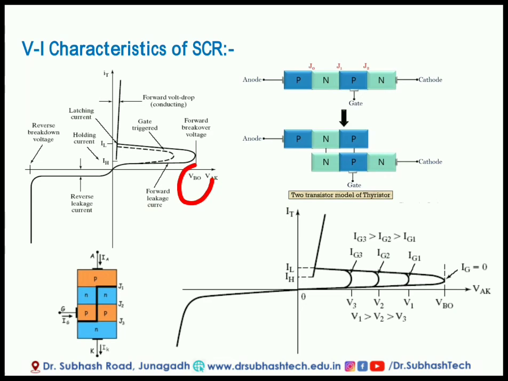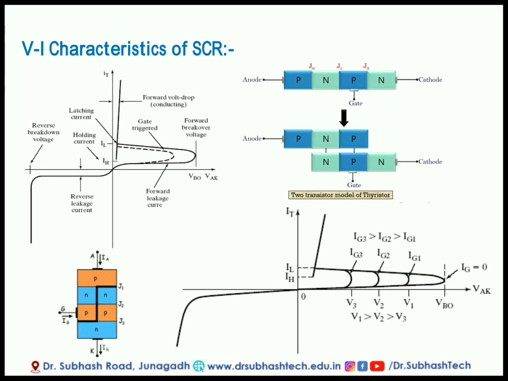Here VBO is the most important voltage. Without any gate pulse, the voltage at which SCR becomes on is known as VBO. Whenever the gate terminal is open, we have not applied any voltage to the gate, and we further increase the voltage and SCR becomes on, so the maximum forward blocking voltage is VBO. After VBO, SCR becomes on.